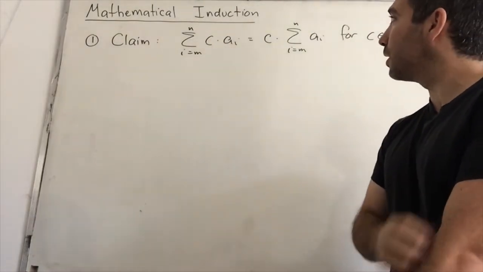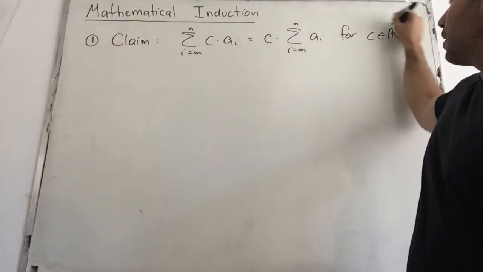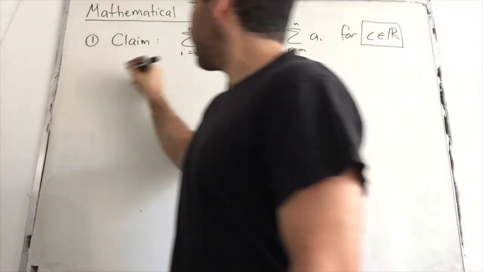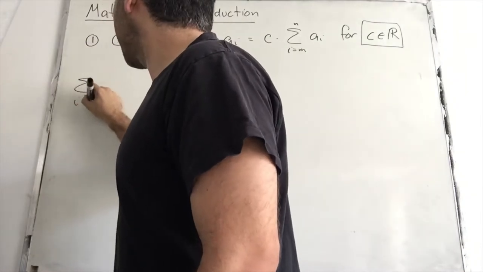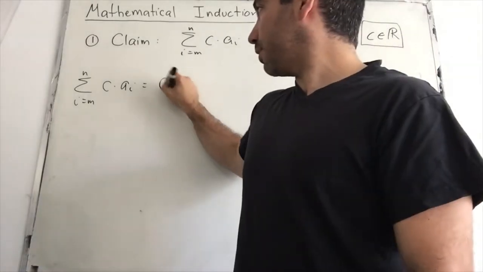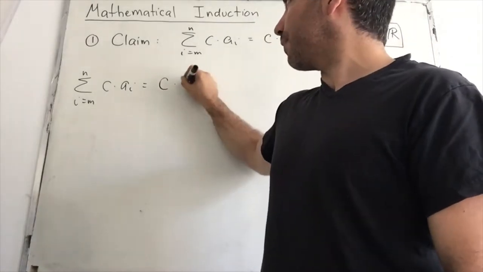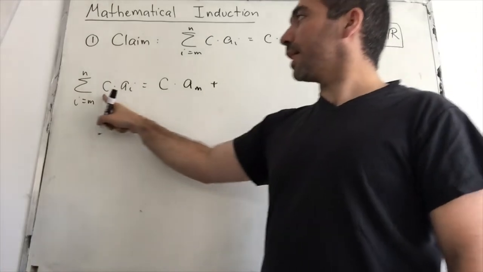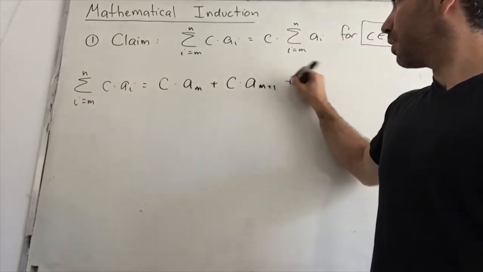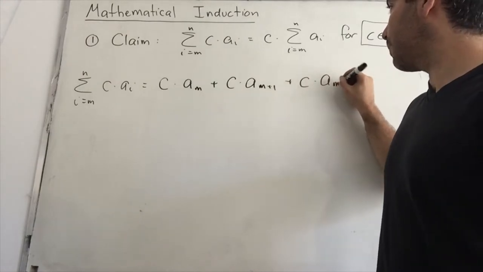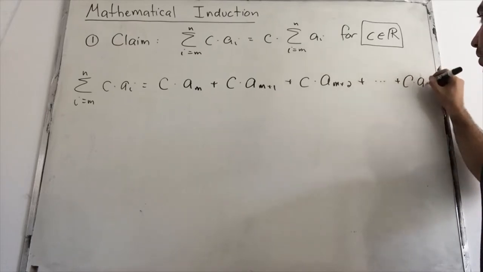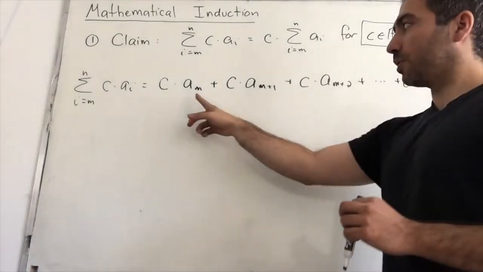In order to prove this, where c is a real number, let's simply expand it out. The sum i equals m to n of c times ai is just c times the first term, we're starting at m, so we have a subscript m, plus the next term, adding 1 to the m, so c times a subscript m plus 1, plus c times a subscript m plus 2, all the way till c times a subscript n. Okay, so we have all these terms.